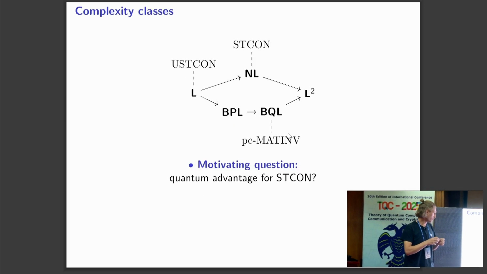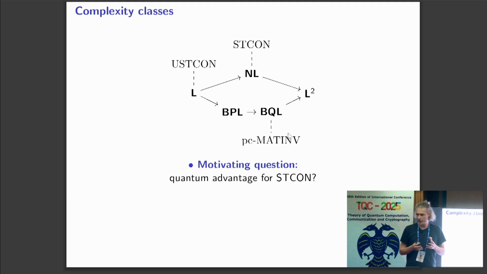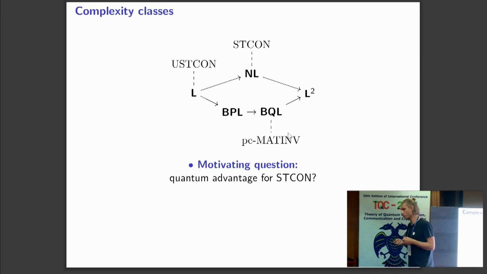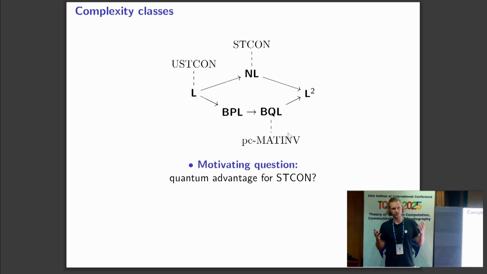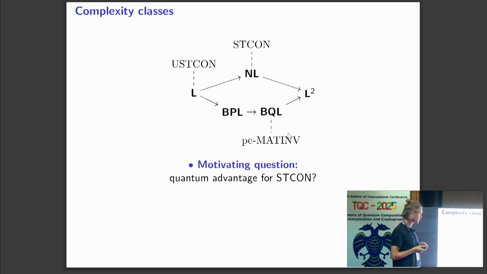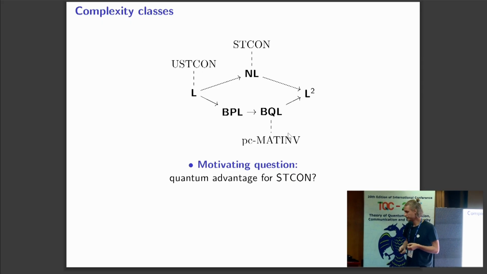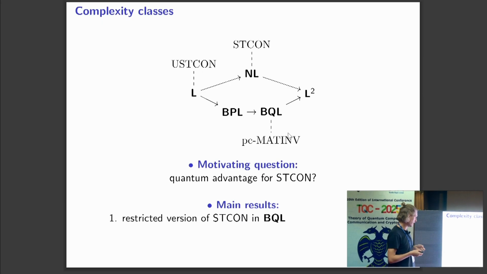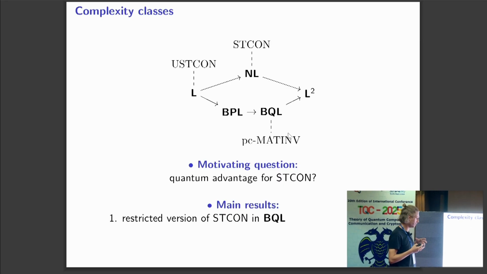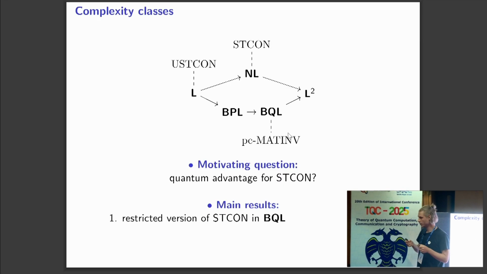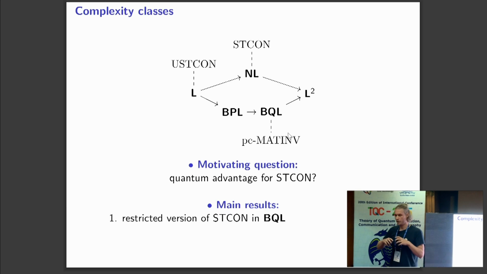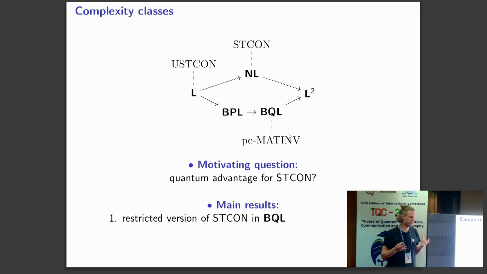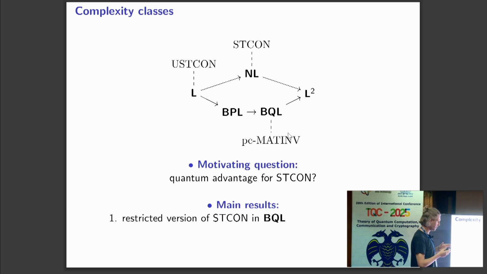Okay, so more precisely, there's this motivating question: can we find a quantum advantage in BQL over BPL for solving ST connectivity? The canonical problem in log space complexity. And it seems that nothing was really known about that. So what we prove is that a restricted version of STCon is in BQL. Okay, so ST connectivity on directed graphs that satisfy a certain promise, we show how to solve these in BQL.